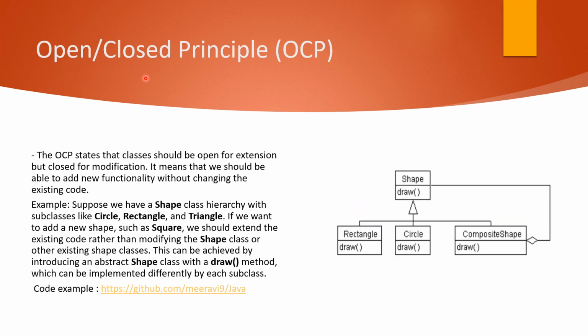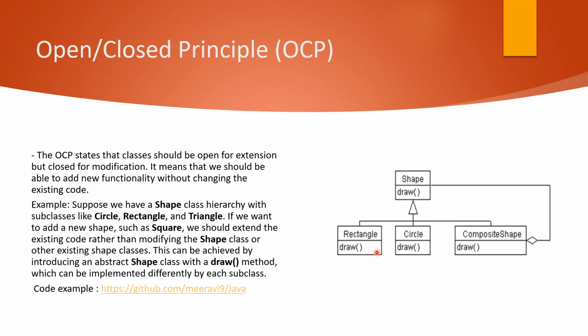Second one, OCP, Open Closed Principle. The OCP states that classes should be open for extension but closed for modification. It means that we should be able to add new functionality without changing the existing code. Example, suppose we have a shape class hierarchy with subclasses like circle, rectangle, and triangle.